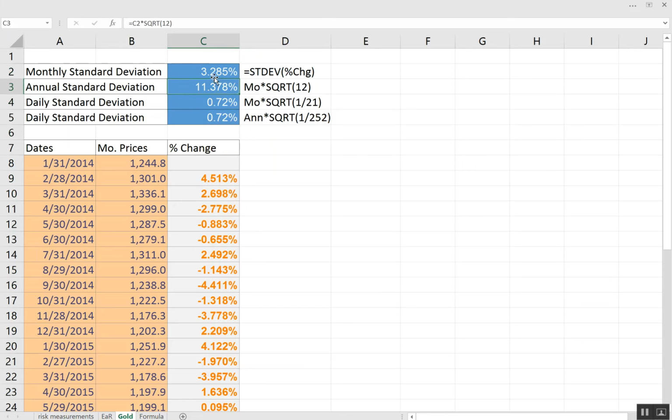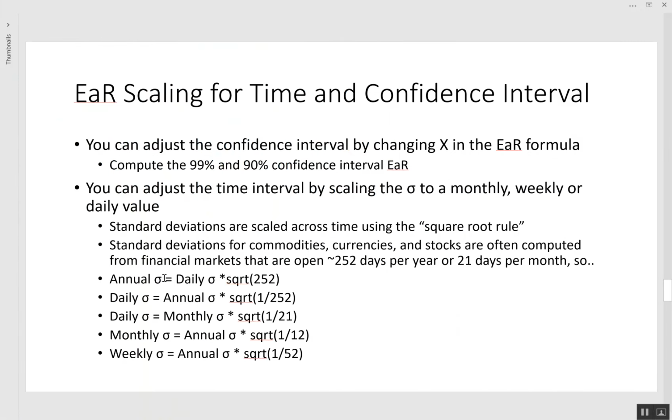In other words, I can scale standard deviations up or down, not by multiplying and dividing by the time increment, but by multiplying and dividing by the square root of time. So if you want to calculate an annual standard deviation, but you have daily data, multiply times the square root of 252.